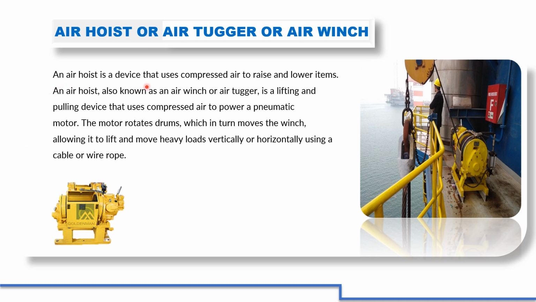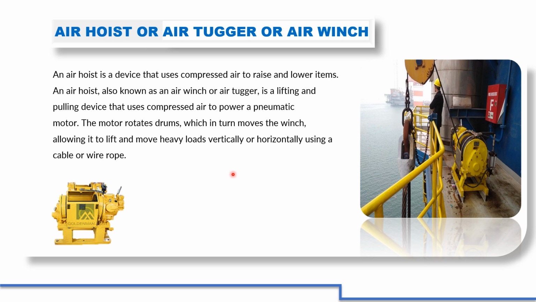An air hoist is a device that uses compressed air. So it is run by compressed air, pneumatic energy, to raise and lower items in the workplace. An air hoist, also known as an air winch or air tugger, is a lifting and pulling device that uses compressed air to power a pneumatic motor. The motor rotates the drum, which in turn moves the winch, allowing it to lift and move heavy loads vertically or horizontally using a cable or wire rope. This is the cable or wire rope.